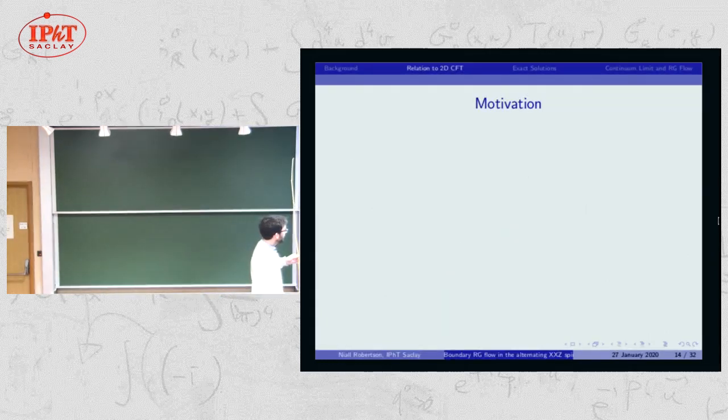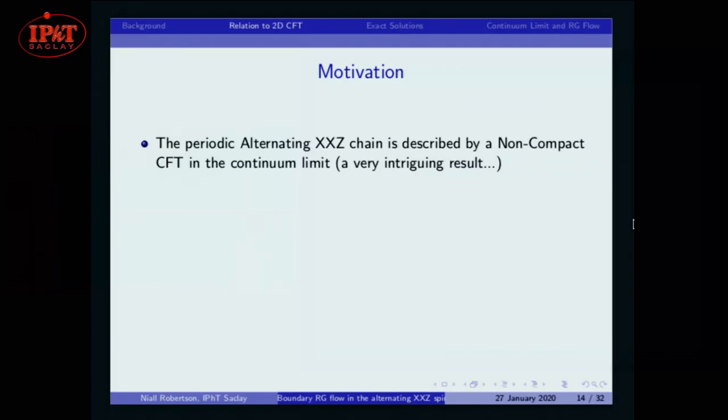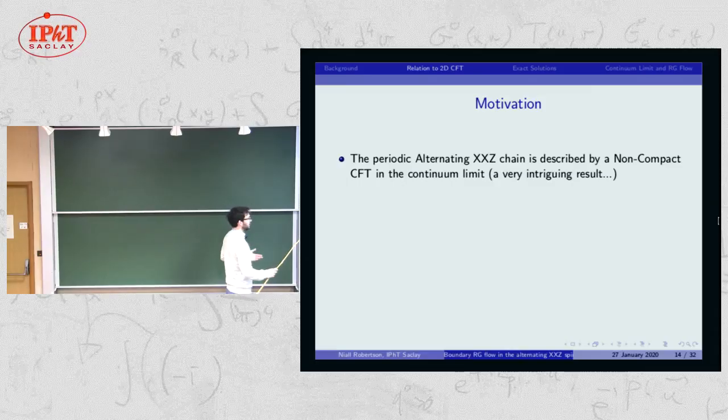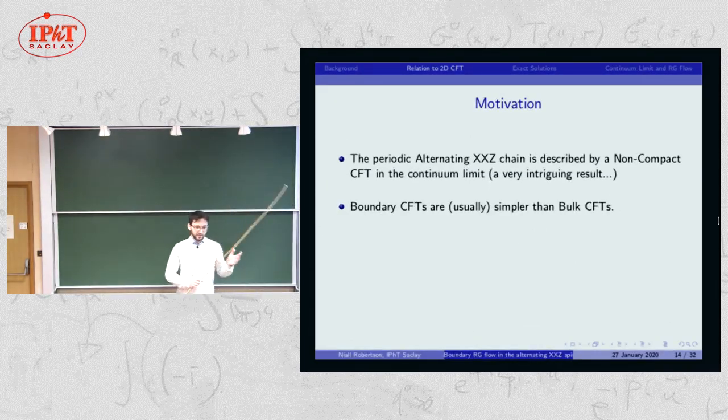Okay, so this summarizes this section that I've just talked about and the whole motivation for this model. We know that with periodic boundary conditions, this alternating XXZ chain is described by a non-compact CFT, or we interpret it in that way, which is very interesting. We also know, with the data that I presented, that boundary conformal field theories, when we find a sufficiently nice boundary condition, are in some sense simpler than bulk conformal field theories, and we can access just one part of the conformal field theory.